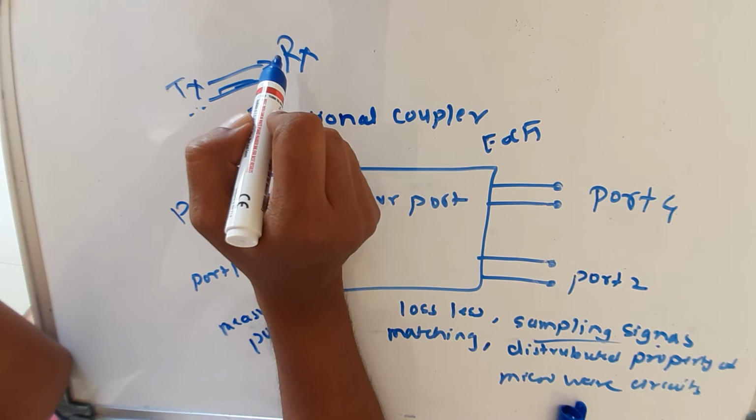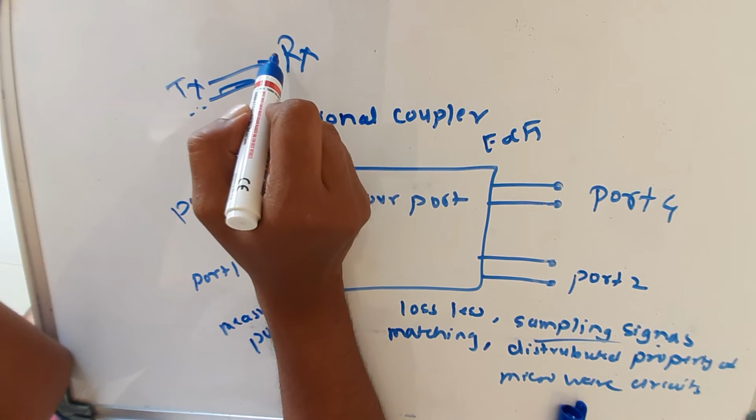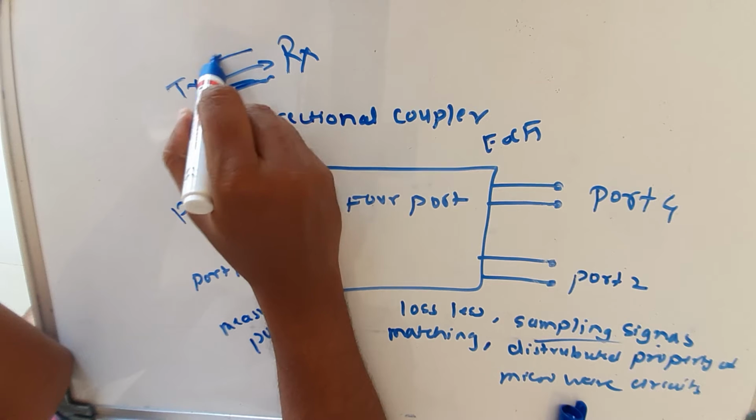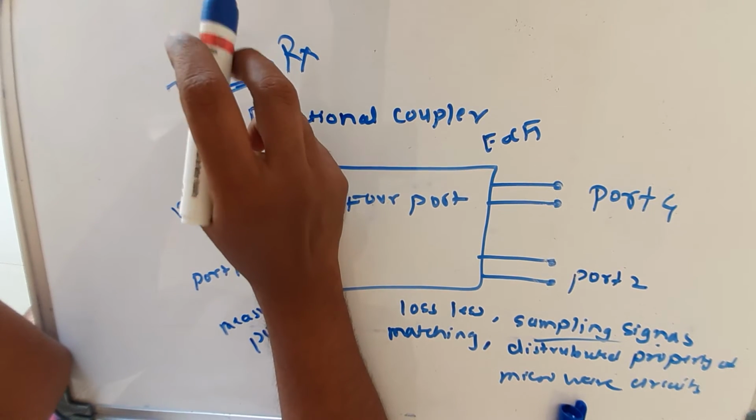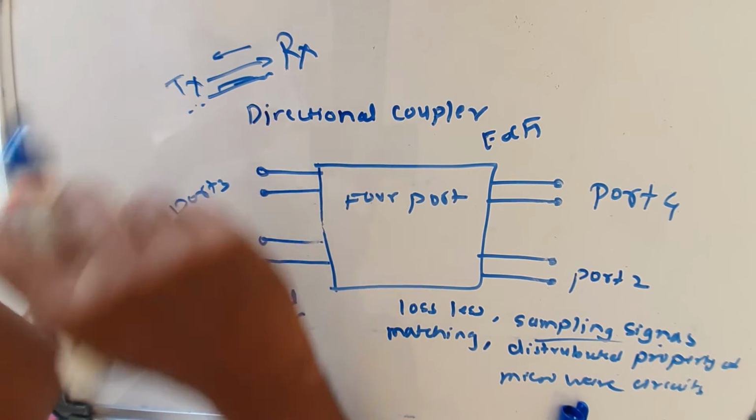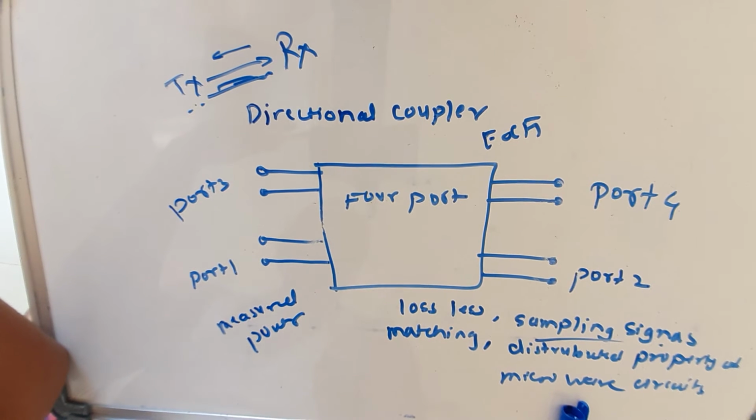But the reflected wave is not measured. That is the wave that is reflected back from receiver to transmitter, so that will not be measured. A number of units are available for this purpose and are called directional couplers.